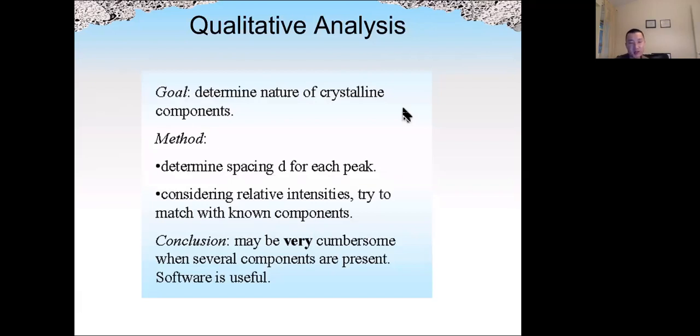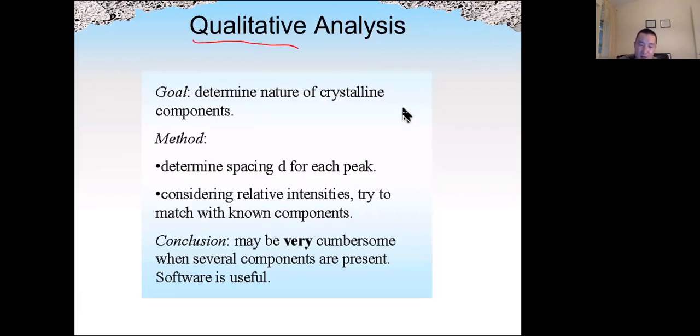For XRD, we could either do qualitative analysis, which means we only tell what kind of phases, what kind of compounds are in that sample. Or we could do quantitative analysis, so not only what type, but also what are the relative percentages for each compound. Let's look at the qualitative analysis first.